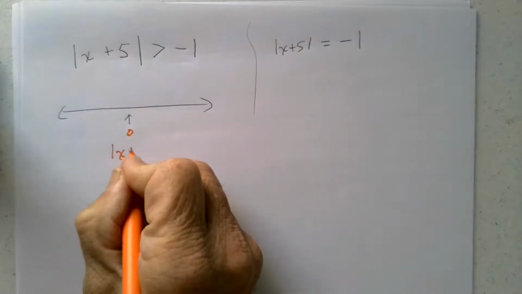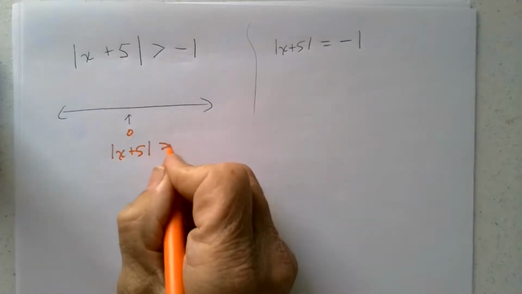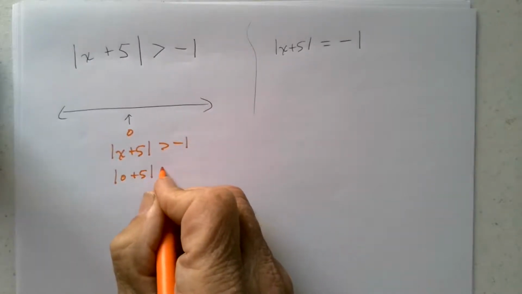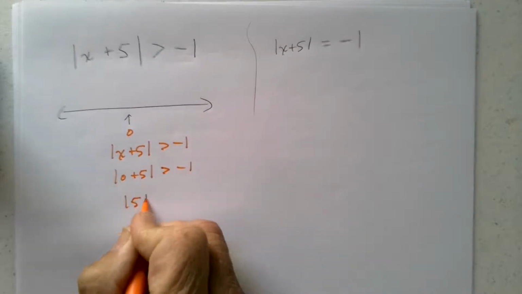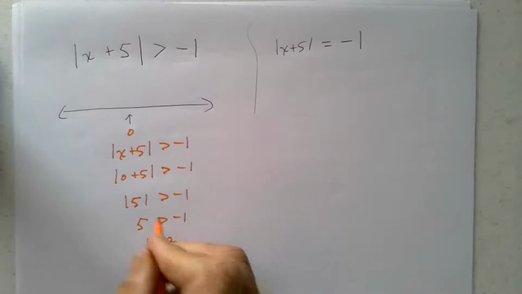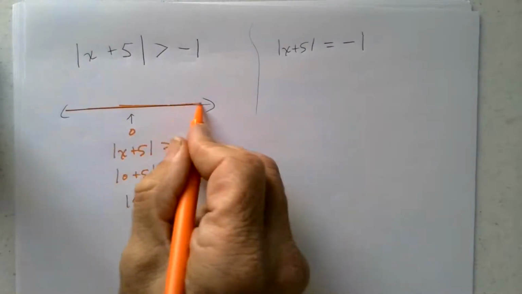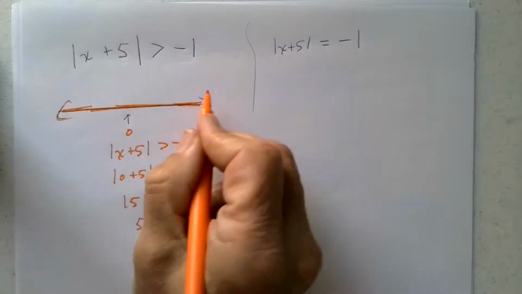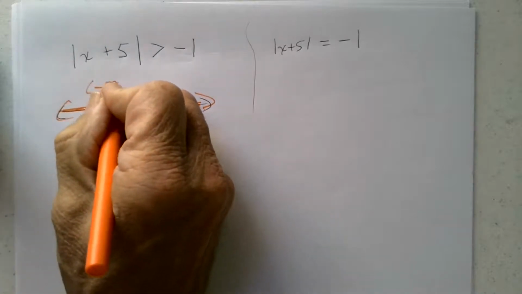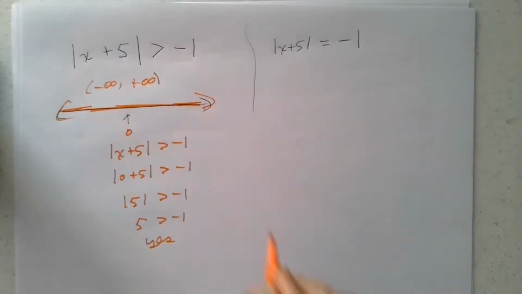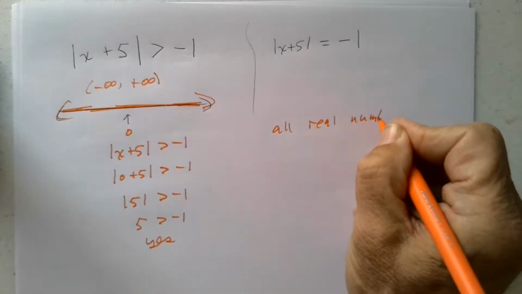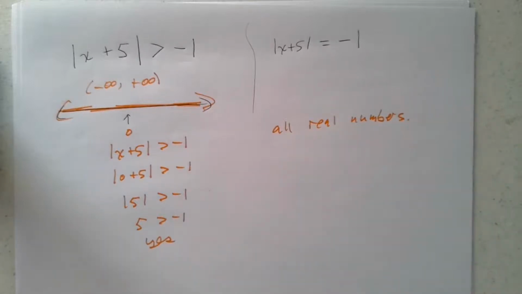If I want to see if that's true, absolute value of x plus 5 greater than negative 1, plug in 0. Absolute value of 0 plus 5 greater than negative 1. Absolute value of 5 greater than negative 1. 5 greater than negative 1. Yeah, that's true. So we shade everything. No boundaries. In interval notation, that's minus infinity to plus infinity. Or you could indeed say all real numbers. So it's good to be thinking about what this means.